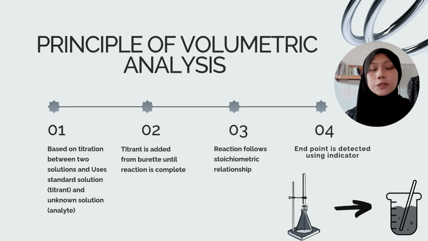Basically, we have four principles of volumetric analysis. First, it is based on titration between two solutions, using a standard solution, the titrant, and an unknown solution that is called the analyte. Second, the titrant is added from a burette until the reaction is complete. Third, reactions follow the stoichiometric relationship. And lastly, the endpoint is detected using the indicator provided.